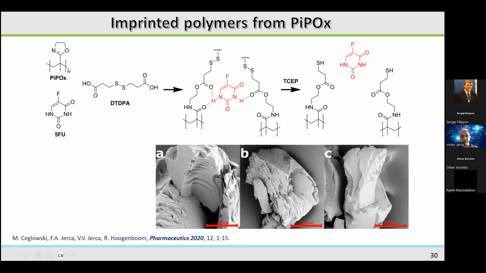In the last part, what I would like to show you is the work related to imprinted polymers. This time we use as a cross-linker a dicarboxylic acid that has a disulfide bond, and this disulfide bond is susceptible to cleavage with reducing agents such as glutathione or TCEP. In our case, we used TCEP, and here you have images of the MIPs that we were able to obtain.